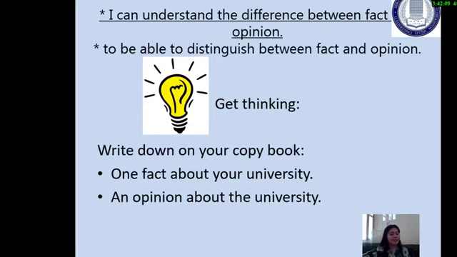Let's start. Get thinking. I can understand the difference between fact and opinion, or I'm able to distinguish between fact and opinion. Which one of you are? You can understand fact and opinion, or you can distinguish between fact and opinion. Now you have to write down in your copybook 1 fact about your university and an opinion about your university.